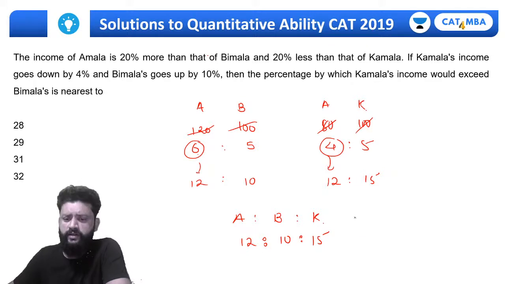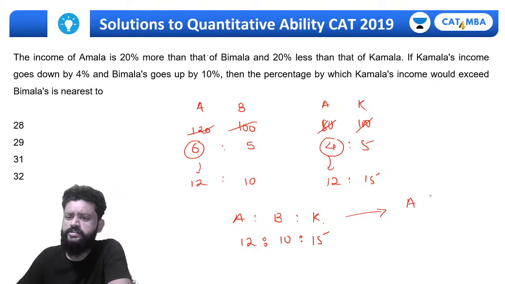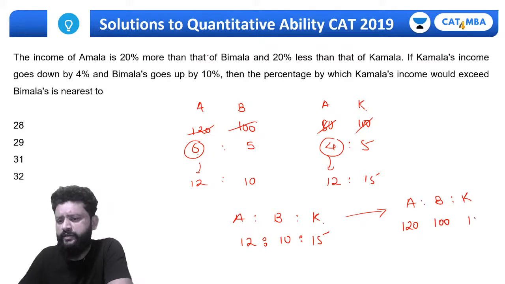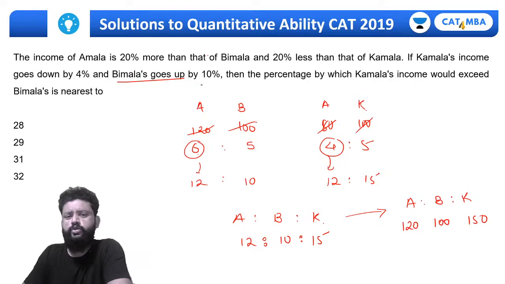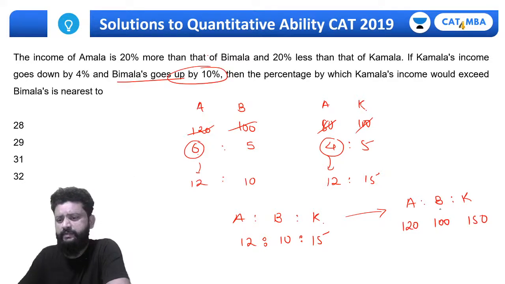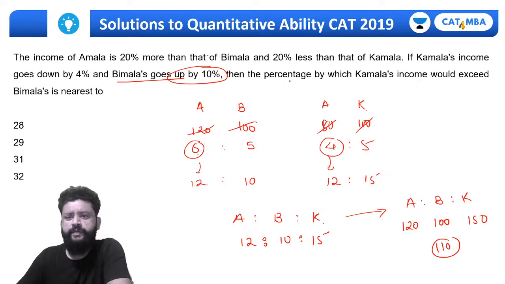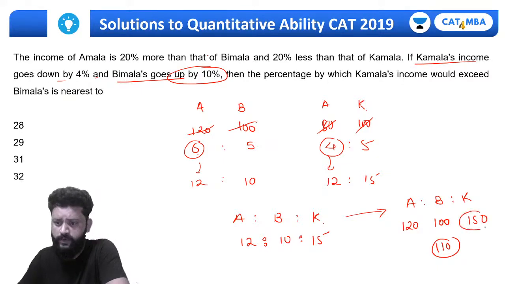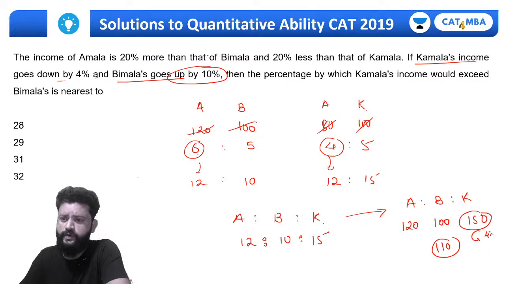So for comfortable calculation, you can just multiply by 10 and get the bigger values as well, A, B and K. So I'll take it as 120, 100 and 150. Right now we know Bimal's income goes up by 10%, B's income will become 10% more, meaning 110. Then Kamal's income goes down by 4%. So what is 4% of this? 4% down, that is 6 down, 144.